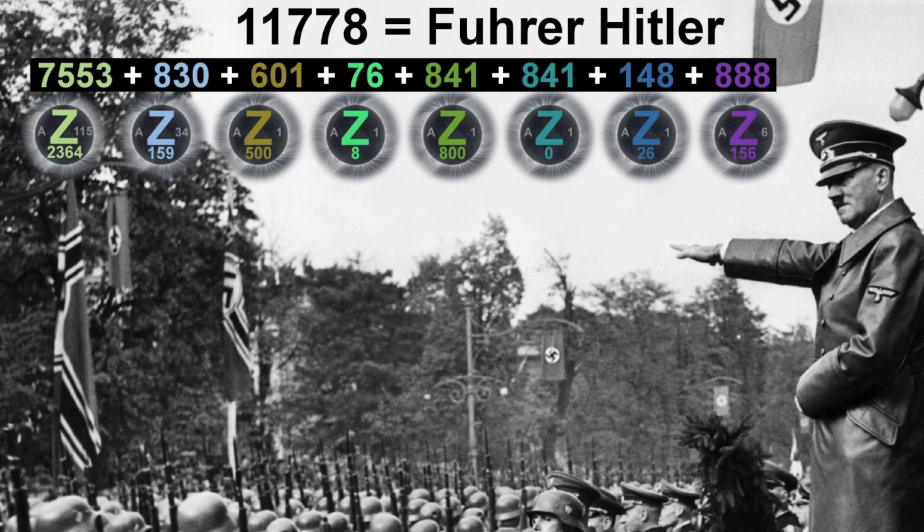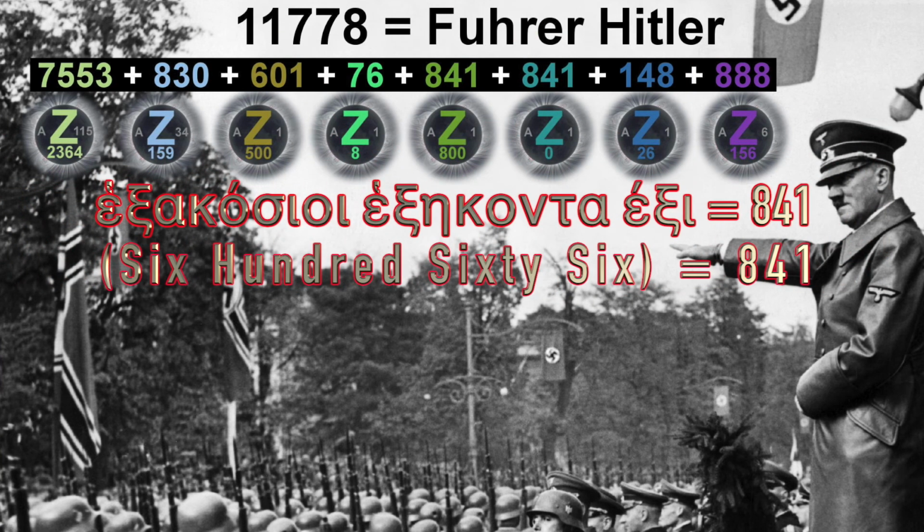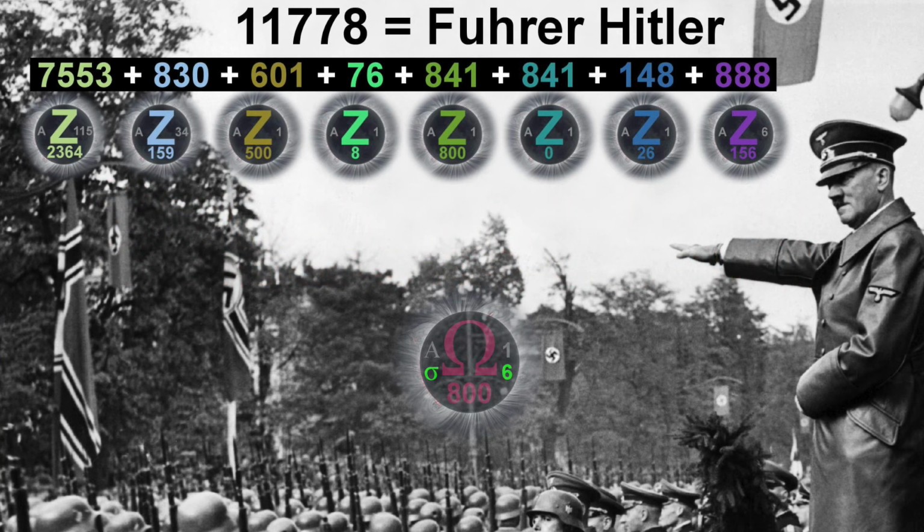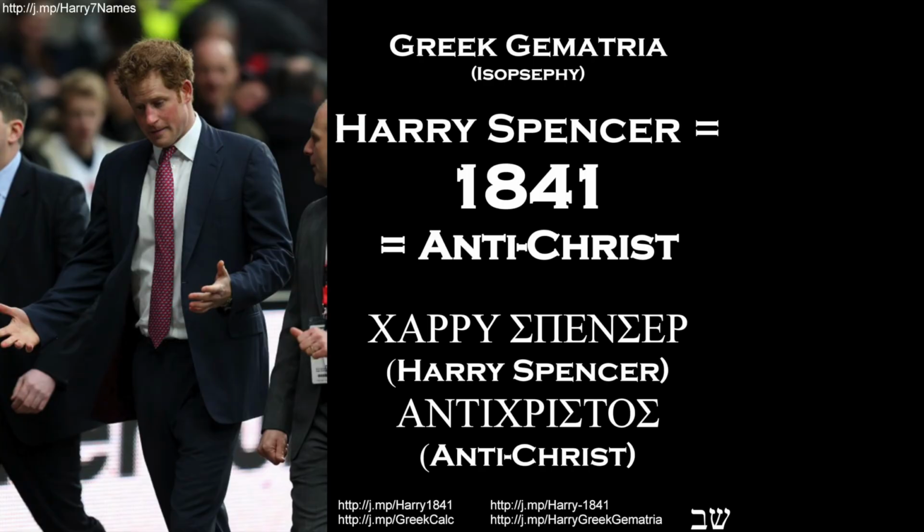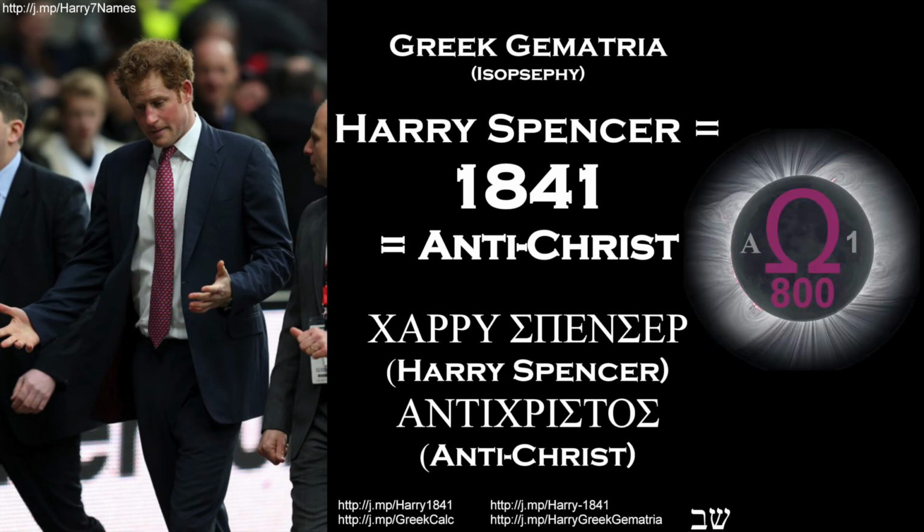Further, 841 is the Gematria for the Greek words that are used to pronounce 666 using ancient standard Greek Gematria. Not only that, but 1841 is the Gematria in Greek for both Harry Spencer and the word Antichrist.